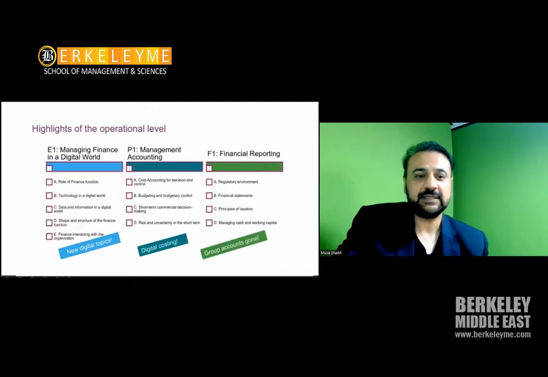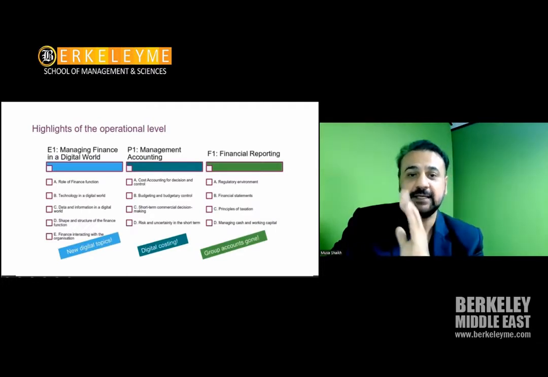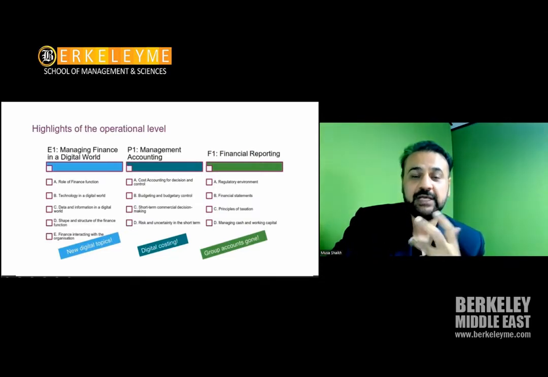So we integrate all these three, and the content of these three will be tested in the case study. So which topics do we need to know and learn, so we can get proper preparation for our case study exam.